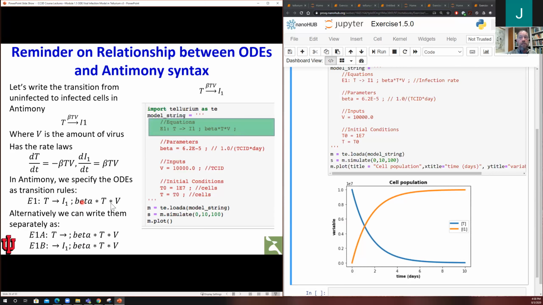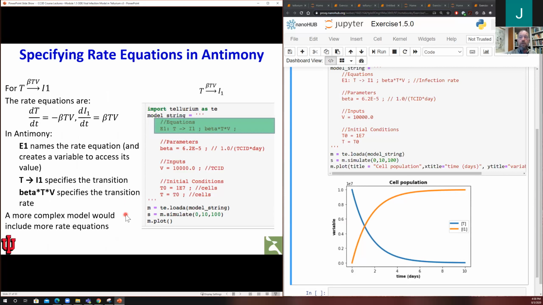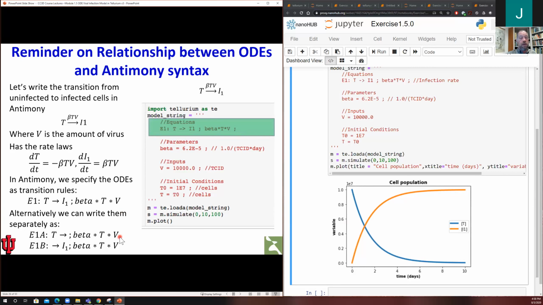Why would you prefer to write it the first way rather than the second way? The first way, the mass balance is taken care of automatically. This one statement here gives you 2 ODEs. If you do it the other way, you have 1 per ODE. But keeping track of mass balance is sometimes a nice thing. Any questions on that so far? It's better to use the mass balance if you can. But it depends on what you're doing.